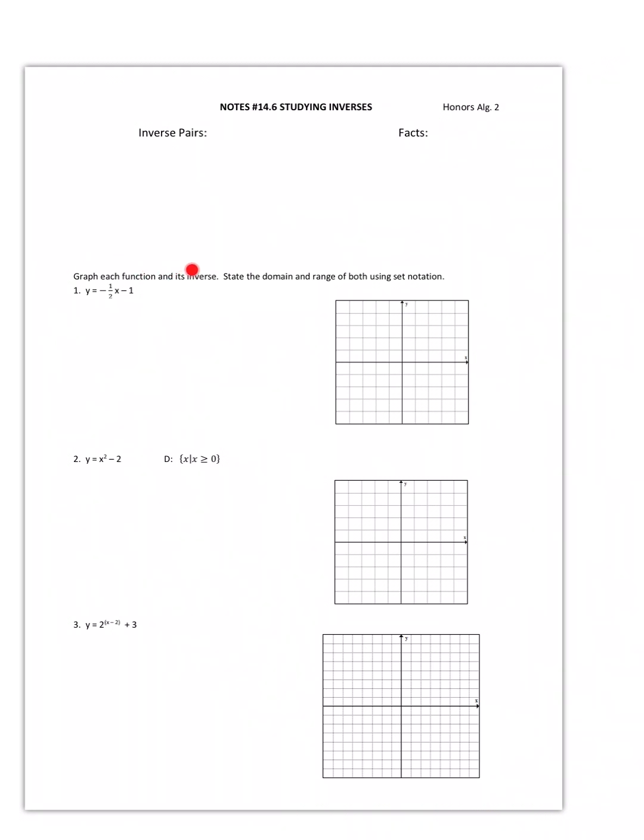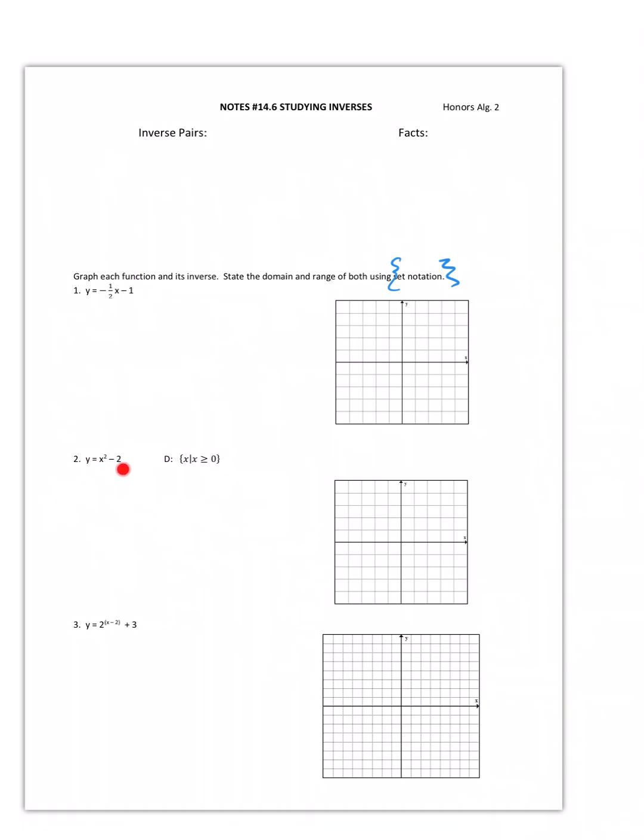We're going to graph each function and its inverse. We're going to state the domain and the range using set notation. So maybe you need to remind yourself set notation is the one with the curly brackets. So look at what's going to happen. We're going to graph a line. This is review, just a linear function, and its inverse.